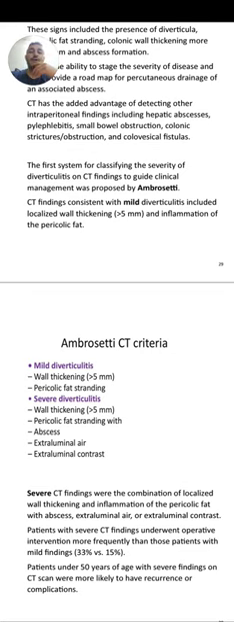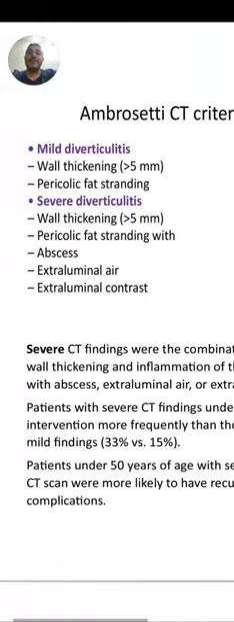The first who studied that is the AMPRO-CT, and the AMPRO-CT criteria are the following. They divided the CT findings into mild diverticulitis and severe diverticulitis. Mild diverticulitis is when the wall thickening is more than 5 millimeters and there is pericolic fat stranding only. Severe is when the wall thickening is more than 5, with fat stranding, abscess, extraluminal air, and extraluminal contrast, all together meaning severe diverticulitis.